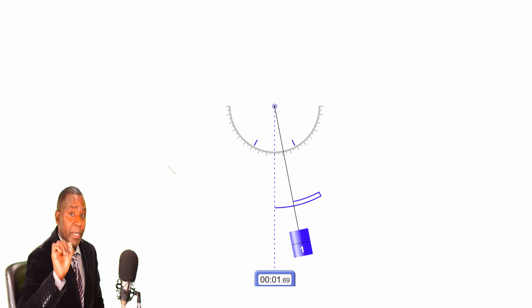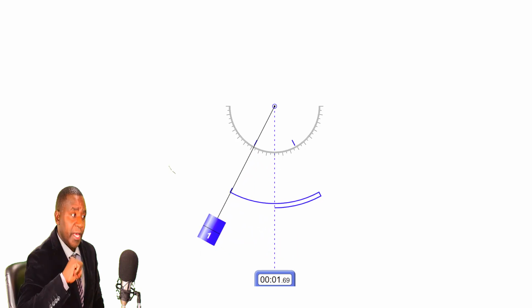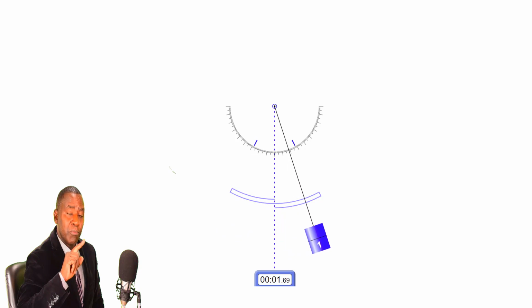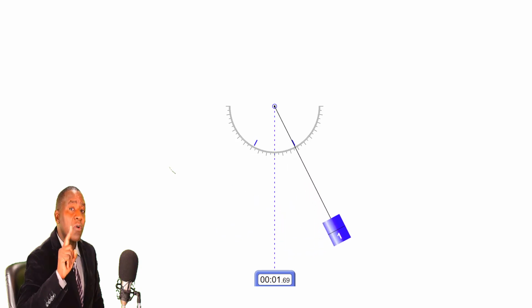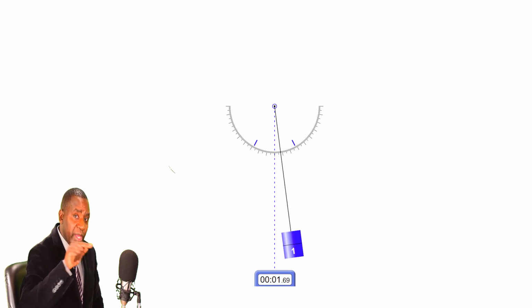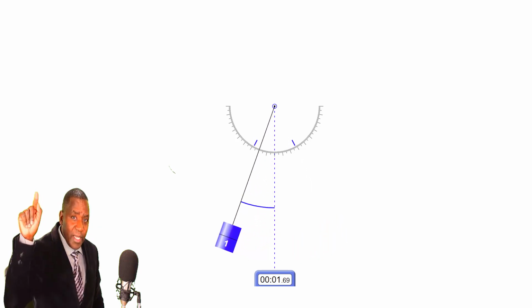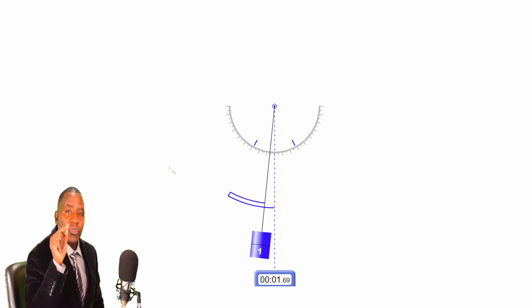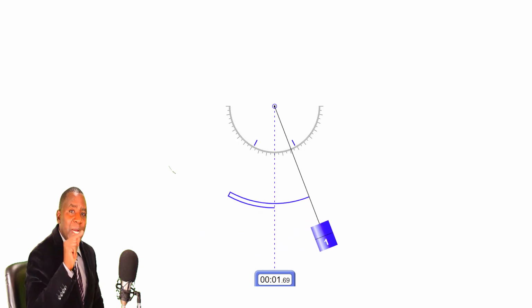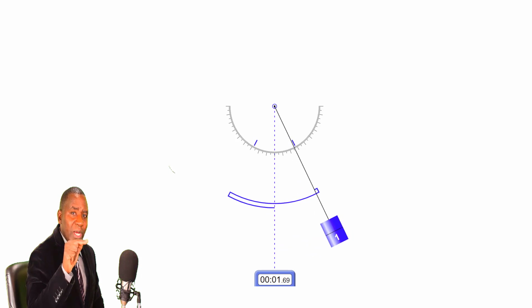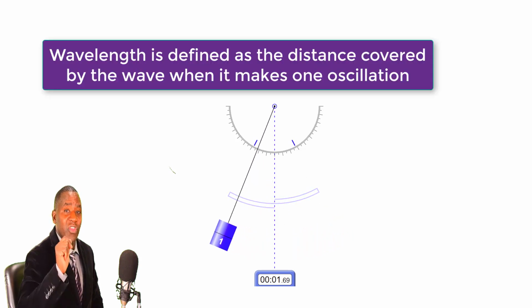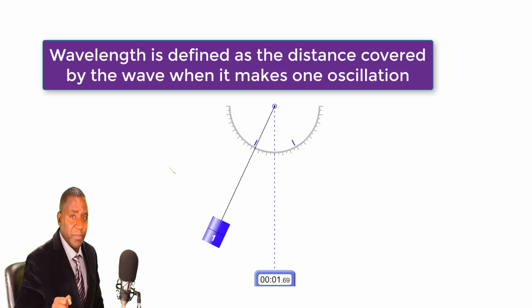So you will remember that we have just said that the amplitude is 3 centimeters. And you can see that in a complete cycle, that particle moves through a total distance of 12 centimeters. 3 plus 3 plus 3 plus 3. 12 centimeters. The total distance covered by the particle when the particle makes one complete oscillation is referred to as wavelength. That is the third property of waves.